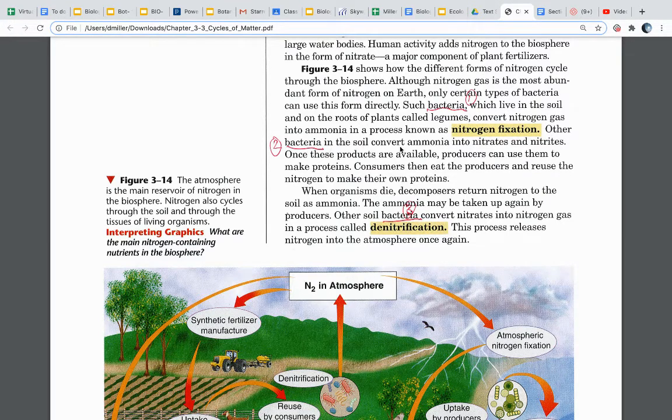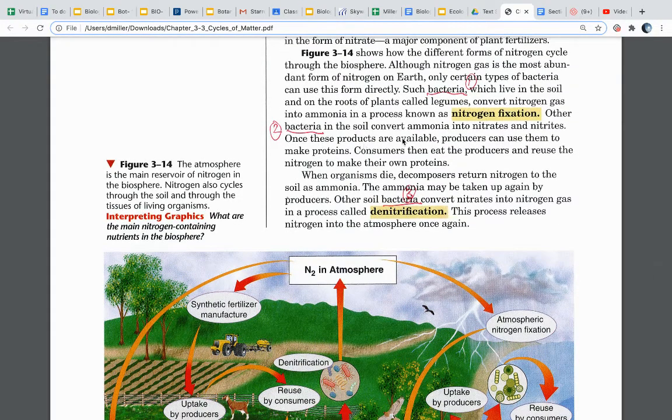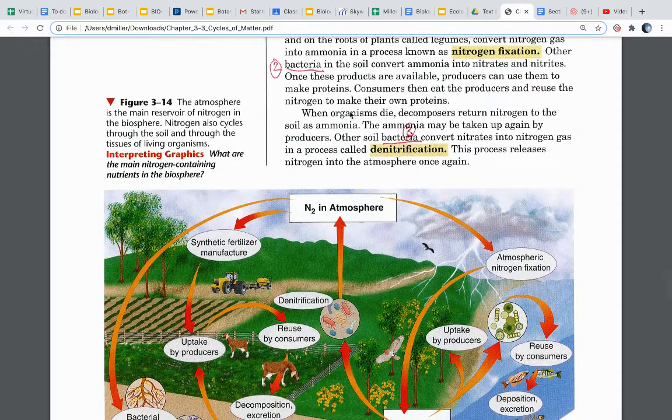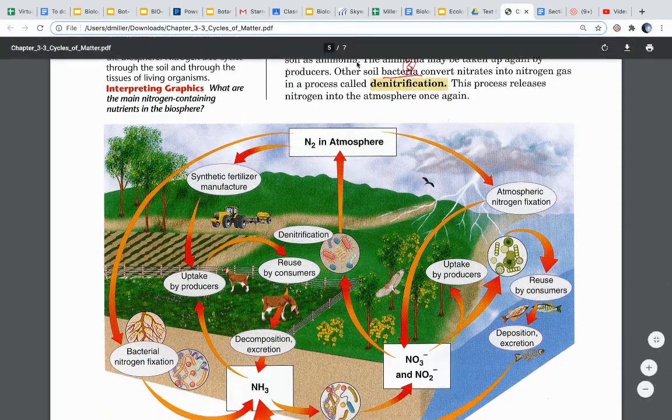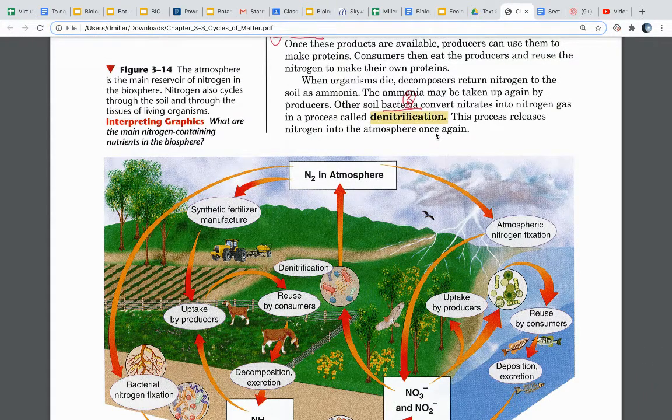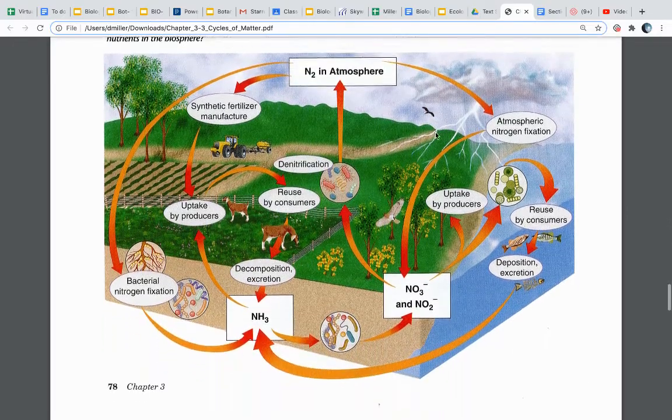Other bacteria in the soil convert ammonia into nitrates and nitrites. Once these products are available, producers can use them to make proteins. Consumers then eat the producers and reuse the nitrogen to make their own proteins. When organisms die, decomposers return nitrogen to the soil as ammonia. The ammonia may be taken up again by producers. Other soil bacteria convert nitrates into nitrogen gas in a process called denitrification. This process releases nitrogen into the atmosphere once again.